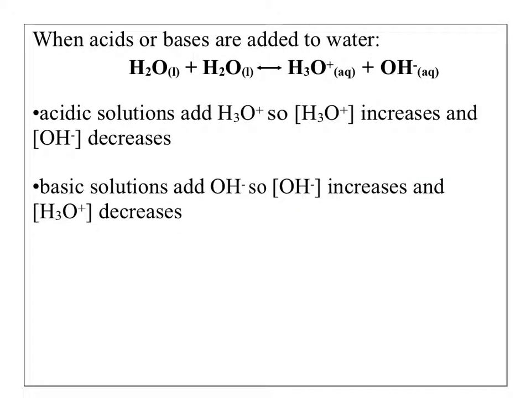When you add acids or bases to water, you are adding either hydronium or hydroxide. So for acidic solutions, we are adding hydronium. And so we'll see an increase in the concentration of hydronium, and then we'll see less hydroxide. For basic solutions, we're adding hydroxide, so we'll see an increase in the concentration of hydroxide and a decrease in the concentration of hydronium. So this is why we base the pH scale on the hydronium ion concentration.